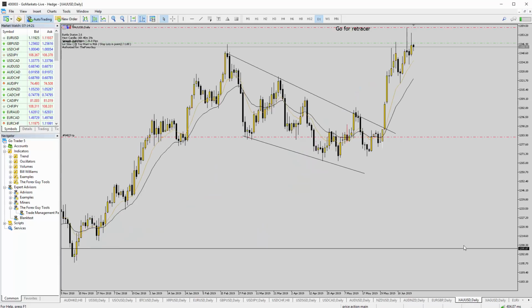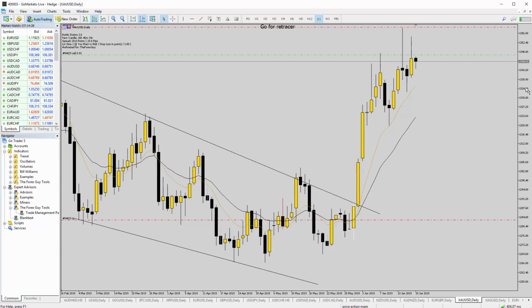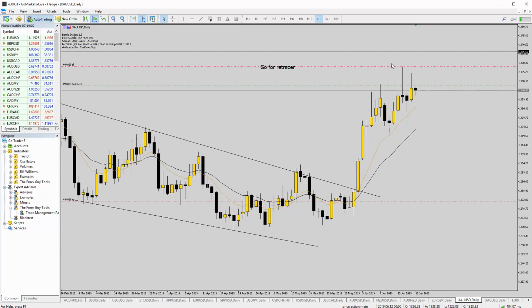Okay, so here's gold. Gold is what I entered this week. Hopefully it follows through. We're starting to see some signs that the trade is healthy. We got some rejection of the highs yesterday. So hopefully we see some follow through here.